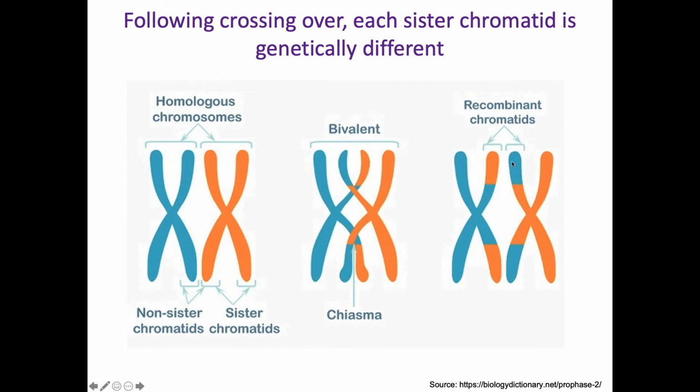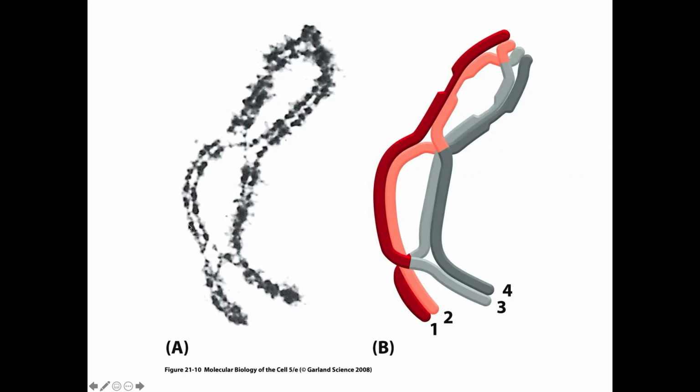This drawing has shown crossing over between only 2 of the sister chromatids, but in fact, crossing over will occur in all sister chromatids. This is just an image of actual homologous chromosomes paired during prophase, and you can see the points where crossing over has occurred.